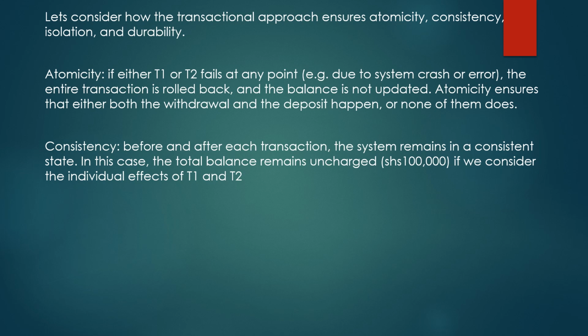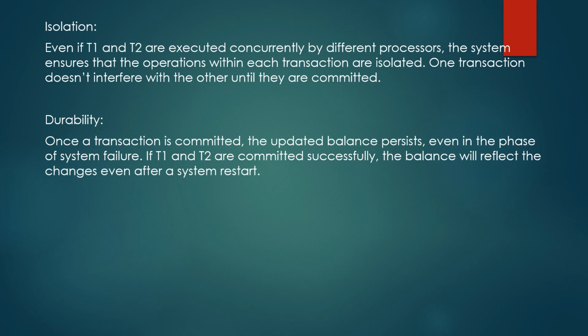Okay, so let's look at isolation. Even if T1 and T2 are executed concurrently by different processors, the system ensures that the operations within each transaction are isolated. One transaction does not interfere with the other until they are committed.